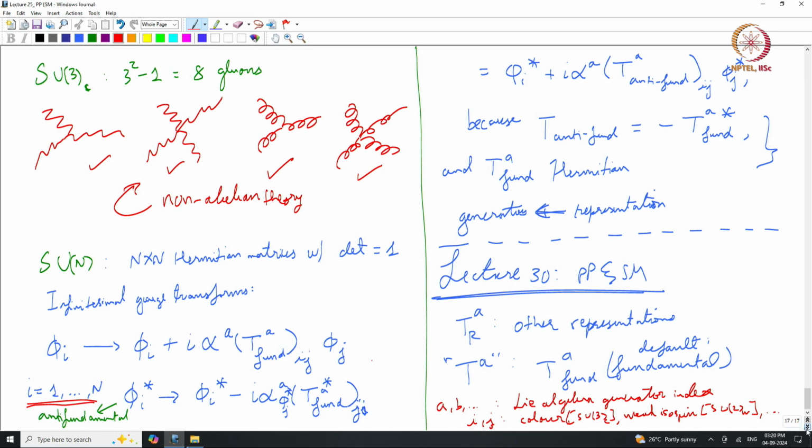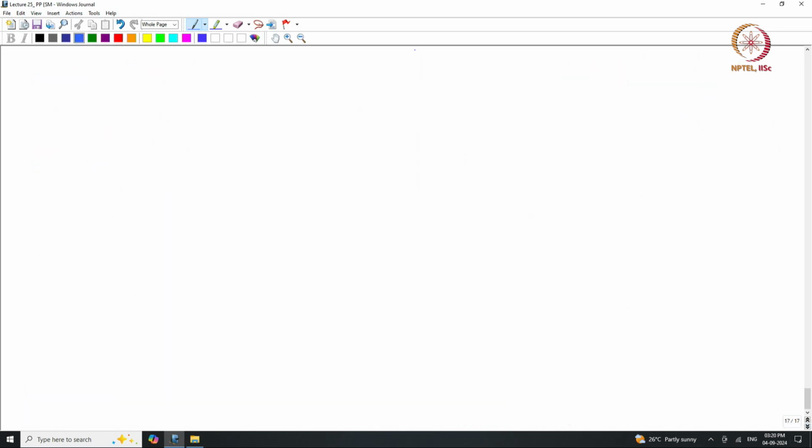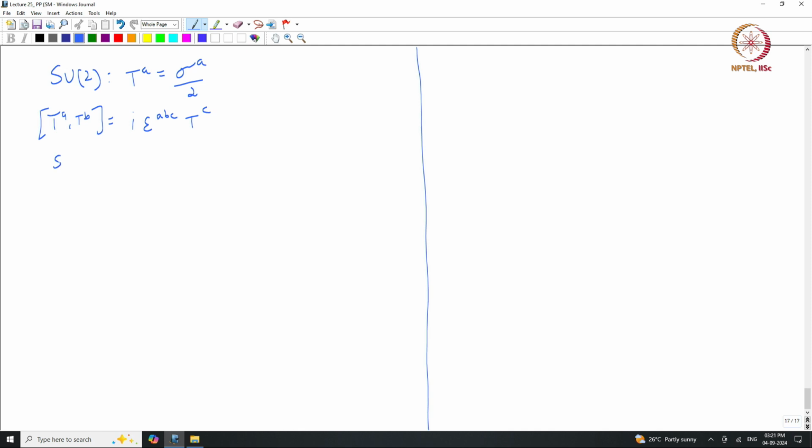And this would be a good time to introduce you to another set of generators in the fundamental representation. Okay, so we already know that for SU(2) the generators are the Pauli matrices, right, and that satisfied this relation, correct? So that the structure constant is the antisymmetric Levi-Civita tensor, right?